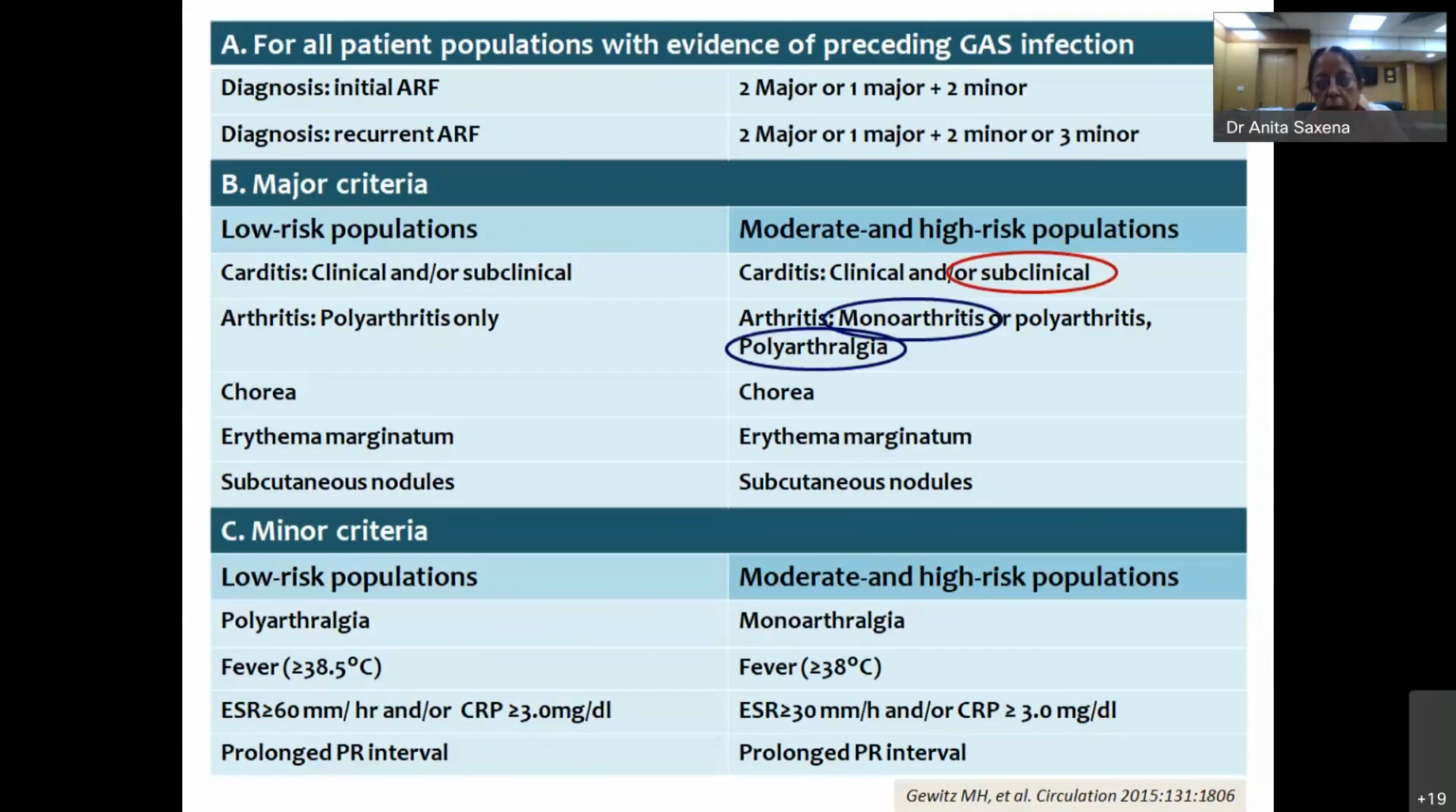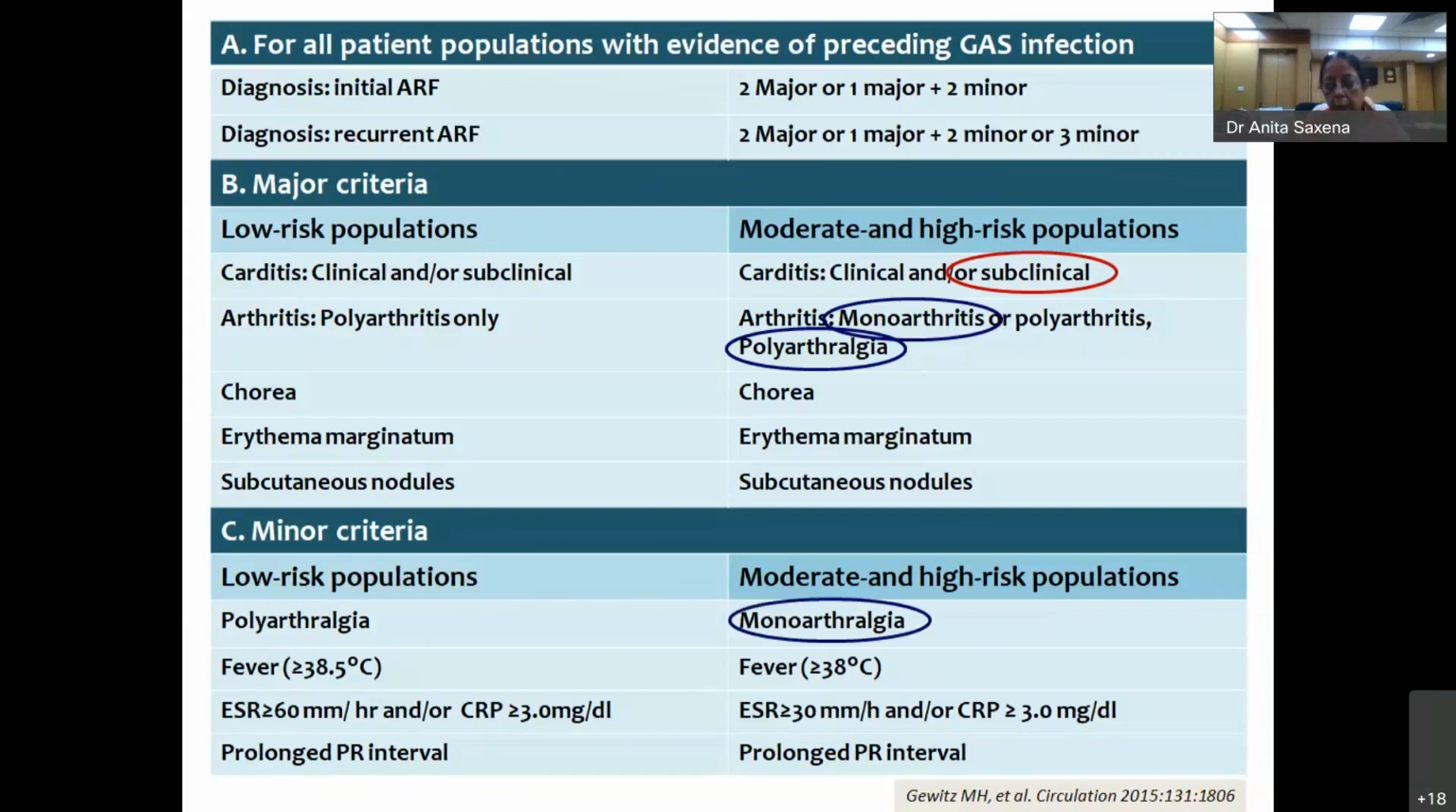Besides that, in moderate and high risk populations, they also made polyarthralgia a major criterion, which was actually a minor criterion earlier and still remains a minor criterion for the low risk population. So polyarthralgia, and not necessarily arthritis, and monoarthritis has also been added as a major criterion. Of course, chorea, erythema marginatum, and subcutaneous nodules remain the same.